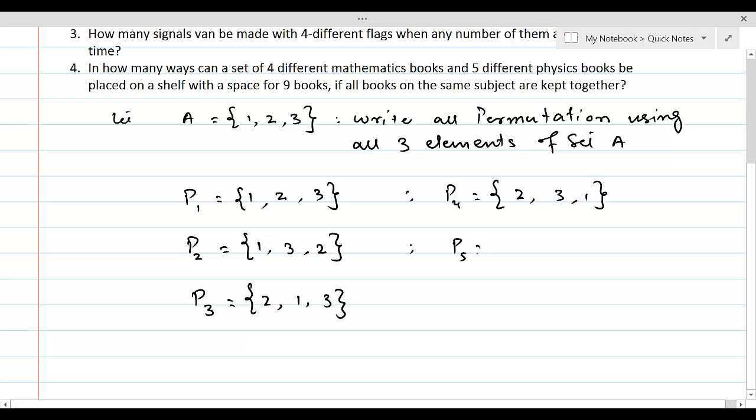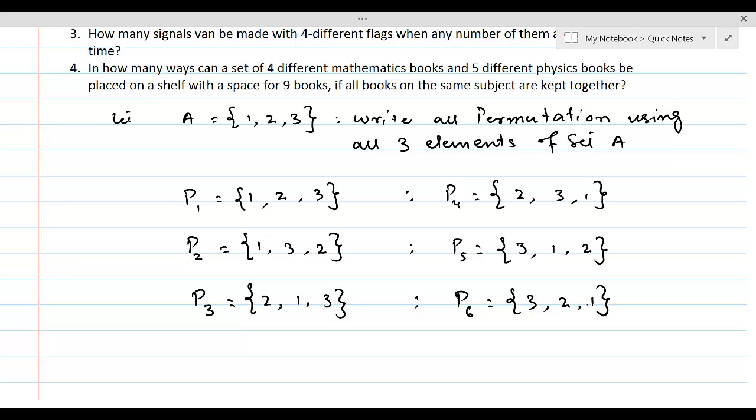P5, the first element we are going to keep 3 and we'll switch the second and third position. So this will be 3, 1, 2. And P6, the sixth permutation, is equal to 3, 2, 1. This is what we mean by permutation of n objects. There were 3 objects, and using all of those objects we wrote down all the 6 permutations.